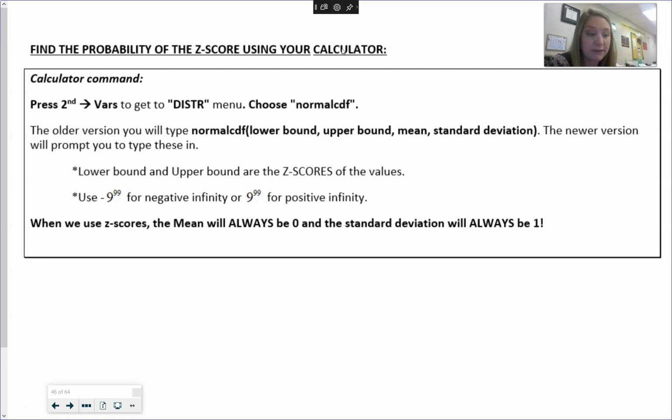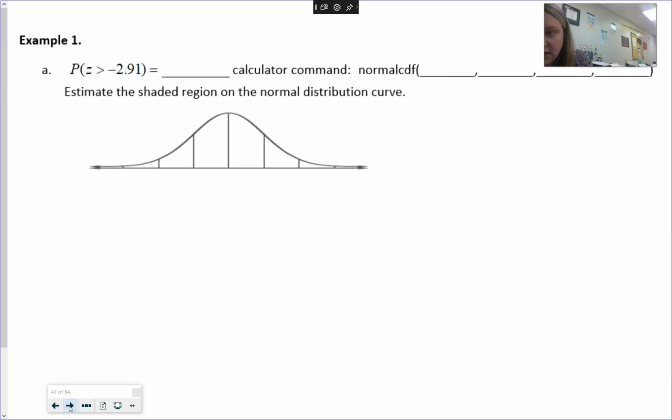So remember, we always plug in z-scores, so my mean and standard deviation will stay 0 and 1 every single time. After we find the z-score, that's what we plug into our calculators. All right, so let's do some examples.